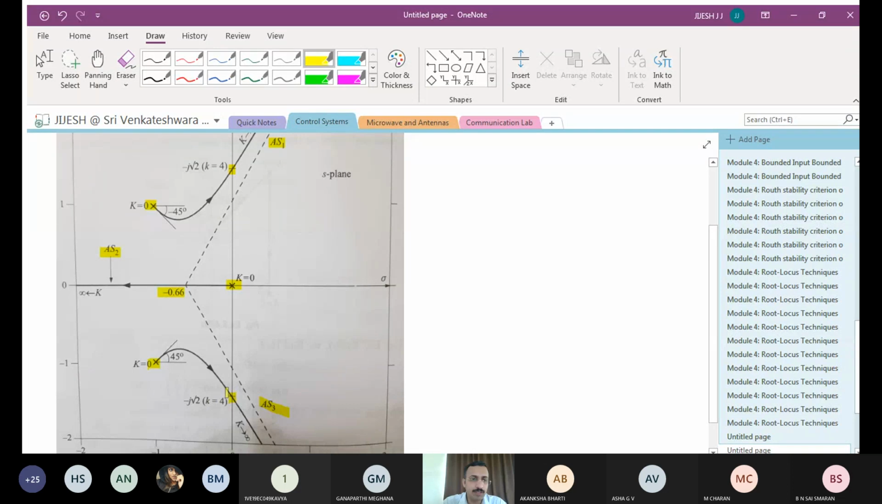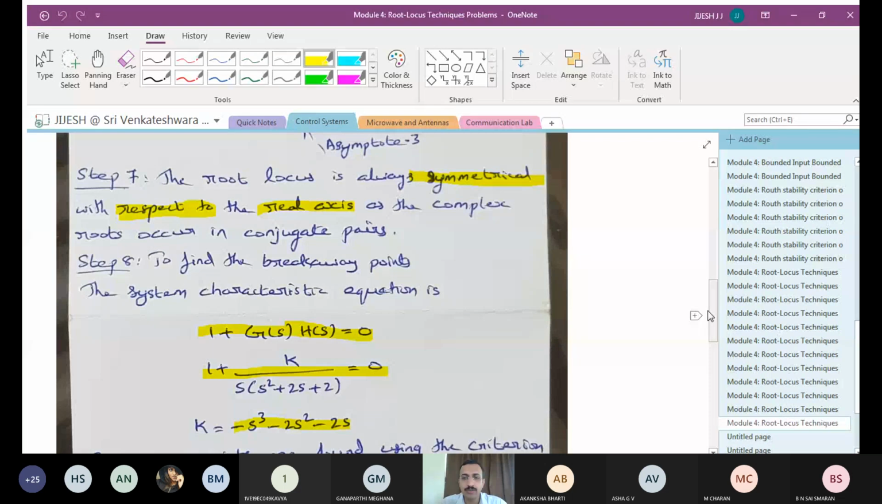Once you plot all these points, then you have to consider the value, that is the angle of departure. So you need to consider the angle of departure, and then you have to plot the root locus. So you can see that I have drawn here. Then I got the values like 45 as well as minus 45. So where are these values obtained? So I have told you to just look into those things.